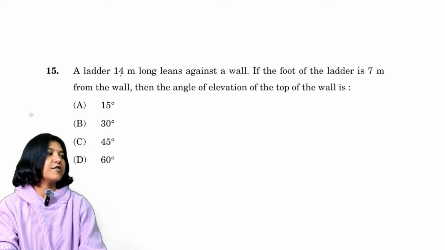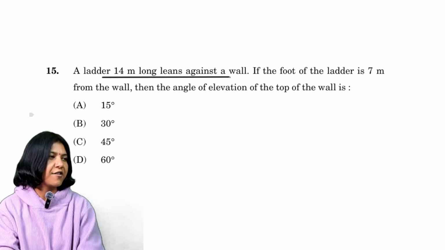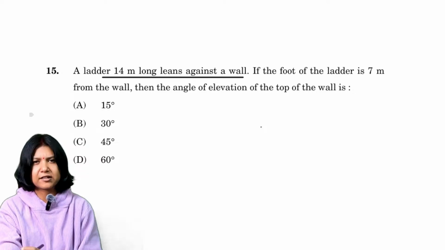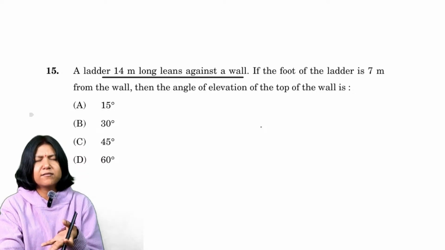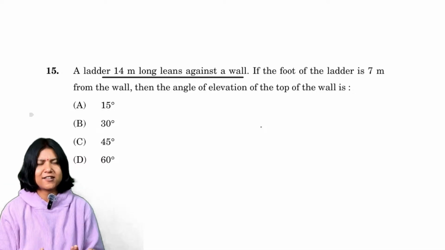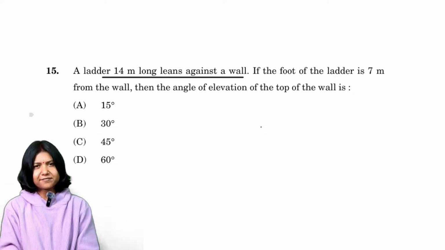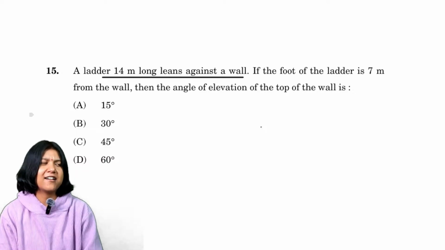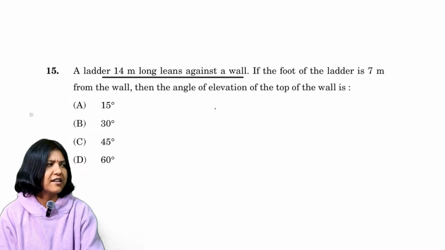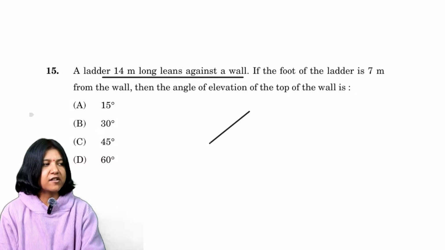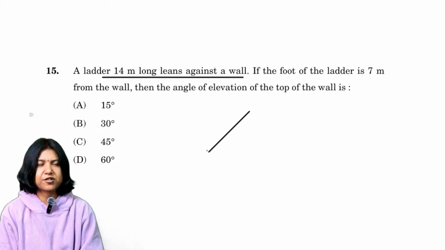So a ladder has been given to you. When you lean a ladder against a wall, you cannot keep it vertically. Obviously, it is impossible to climb something. I mean, there are ladders which are kept vertically, obviously they have to stick to the wall, but usually you want to keep it at an inclined angle, okay? A ladder leans against a wall. If you're leaning it, then obviously I'm assuming that it is inclined at a certain angle to the ground.